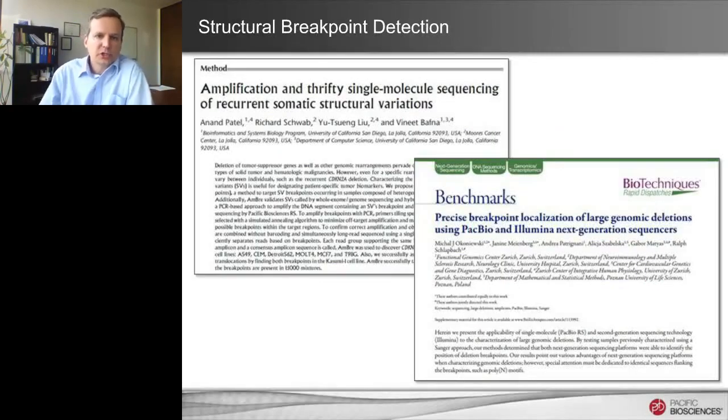Structural breakpoint detection. Deletions are generally regarded as relatively more straightforward to detect with short-read technologies, because you can look at reads that bridge such a junction. There are several papers that have described the utility of long-read PacBio sequencing for this as well.